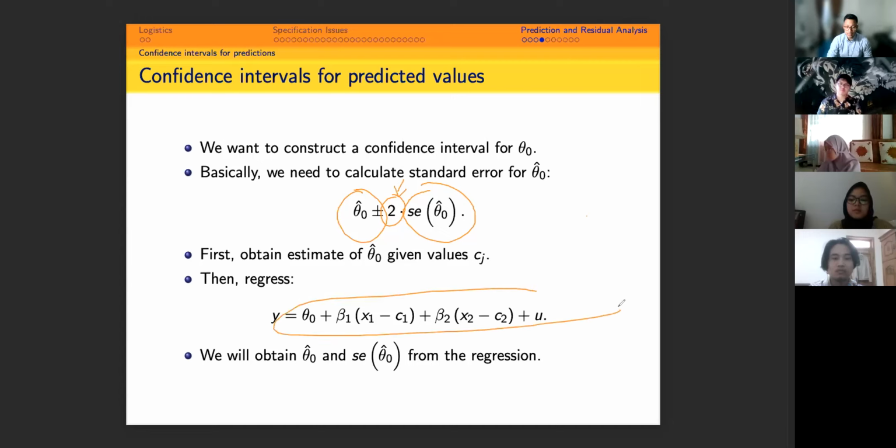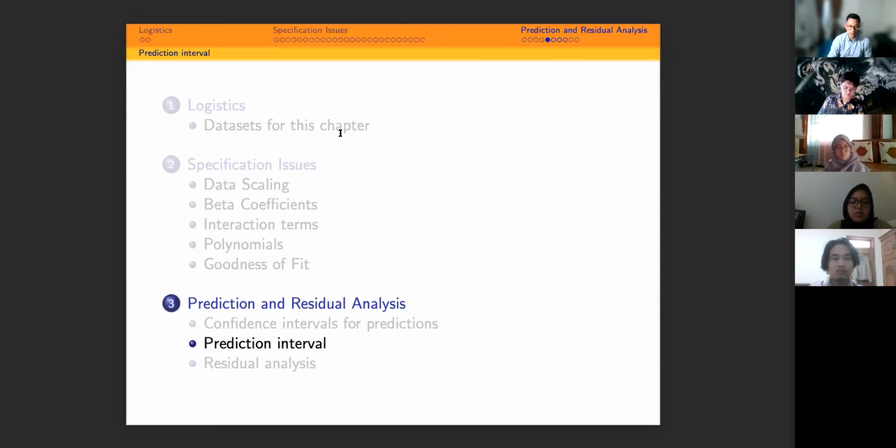Now, when we do this regression, the estimated theta 0 and the standard error of the estimated theta 0 are going to give the estimate of the confidence interval. This is just a conceptual note. I do not want you to calculate it manually, but if you would like to know the inner workings, that's fine. In theory, this is how you obtain an estimate of the prediction and the confidence interval for that prediction. I'm going to provide you with an illustration in Stata so that you'll be able to understand the confidence interval and the predicted value.